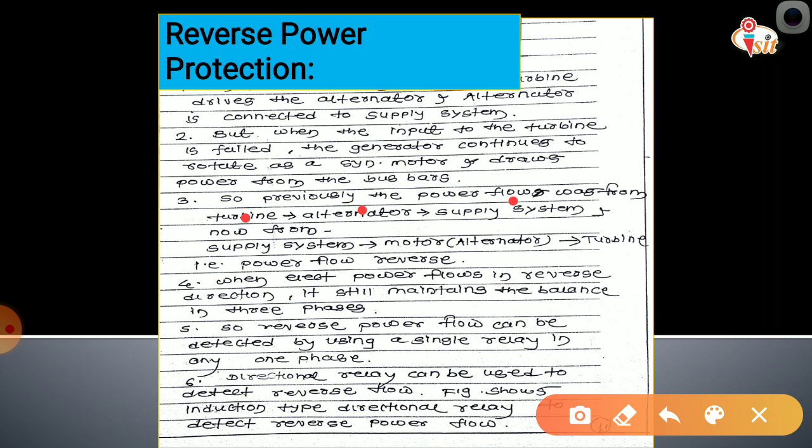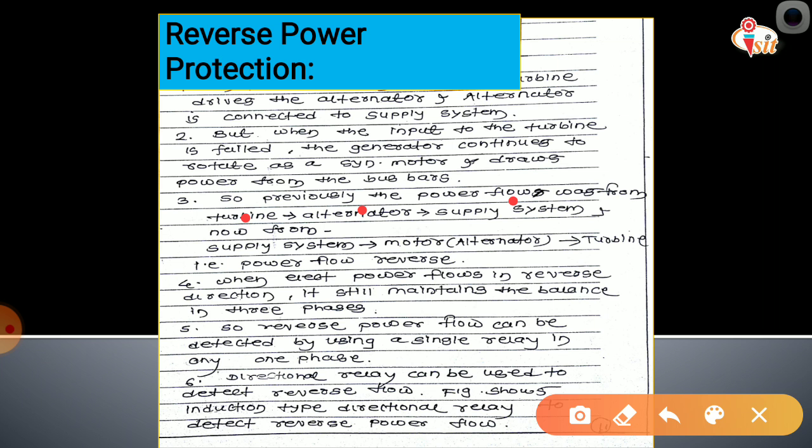सपोज जर इन्व्हर्टेड रनिंग कंडिशन असेल, अल्टरनेटर सिंक्रोनस मोटर ॲक्ट होत असेल तर त्या कंडिशनला सप्लाय रिव्हर्स होत असेल. म्हणजे सप्लाय सिस्टीमपासून मोटर किंवा अल्टरनेटर, सिंक्रोनस मोटर, आणि त्याच्यानंतर टर्बाईनला, म्हणजेच पॉवर फ्लो रिव्हर्स आलेला आहे. तर रिव्हर्स पॉवर फ्लो, so that is when the electric power flows in reverse direction, it's still maintaining the balance in the three phases.